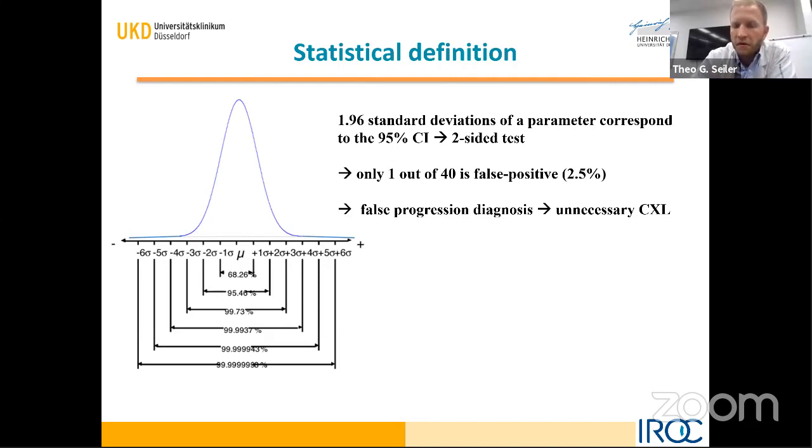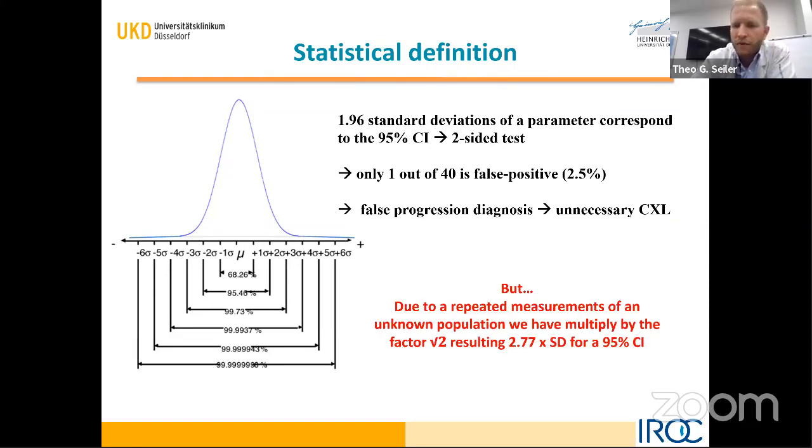If you now consider that you have a regression, I don't care in the progression definition. Therefore, since it's a two-sided test, we only go down to 2.5%, which means that 1 out of 40 diagnosed progressions is a false positive, meaning that we do an unnecessary cross-linking in those cases. But since we are only doing 3 measurements of a patient and not an infinite amount of measurements, we also have to incorporate the square root of 2, since we're only doing 3 measurements and we don't know the exact mean and we don't know the exact distribution. So we have to multiply the standard deviation by a factor of 2.77.